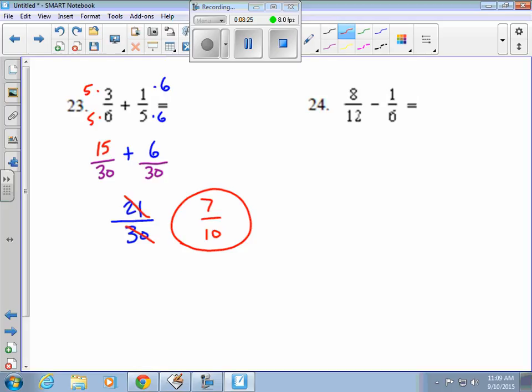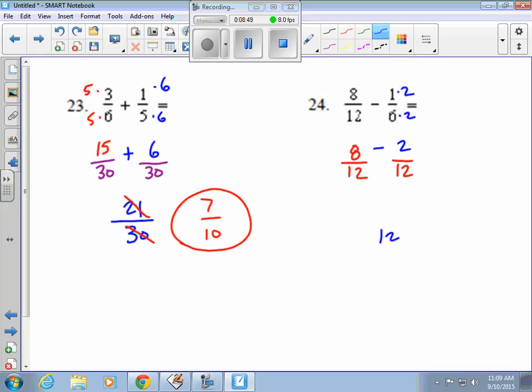The same thing has to happen with number 24. You need to have like denominators. It's smaller for this one, though, because both of them go into the number 12. The least common multiple of 12 and 6 is 12. You don't have to change this one because it's already 12. This one, on the other hand, has to multiply by 2. So does this one. So that one becomes 2. So we have 12 at the bottom.